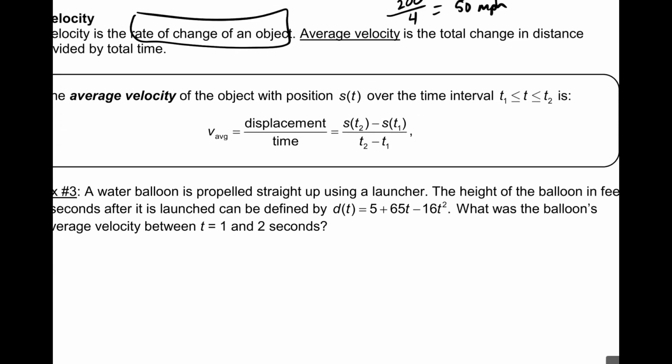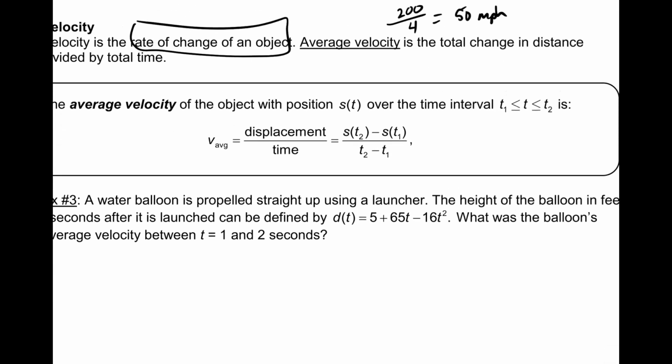Okay, so the average is just your displacement over time. How far you traveled over your time. So this is your y2, your s of t2, because s of t is our function of position. So position 2 minus position 1 is your change in position, over your time 2 minus time 1, so this tells you how long it took you, your overall time, and this is going to be your slope.